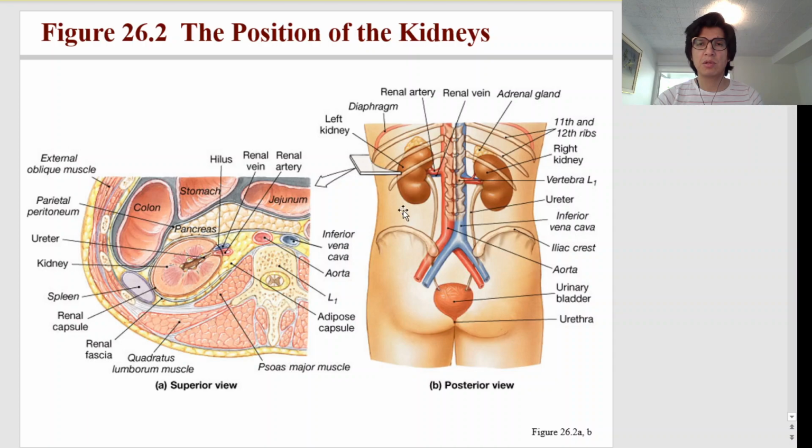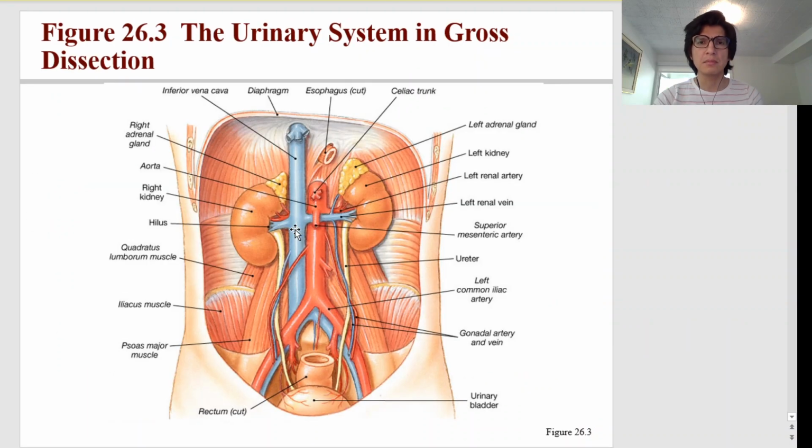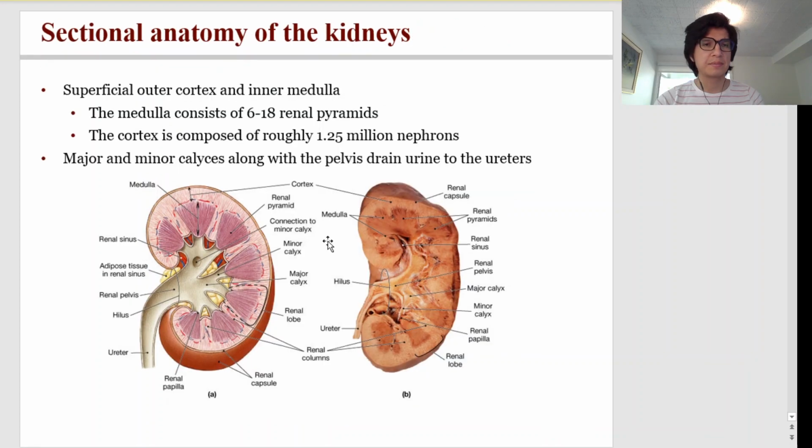From a posterior view, you can see that the left kidney is higher than the right kidney. The kidneys are vascularized by the renal artery, which leaves the descending aorta at the level of the superior mesenteric artery. And you observe here the suprarenal glands present.